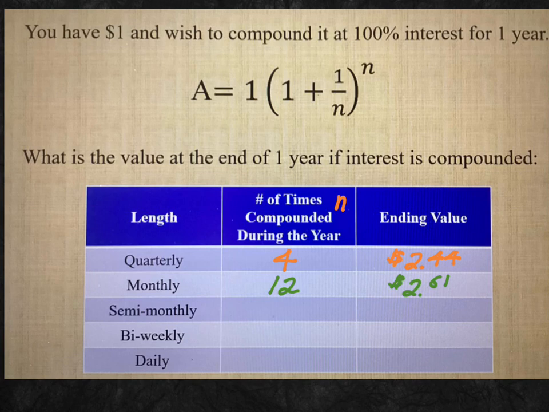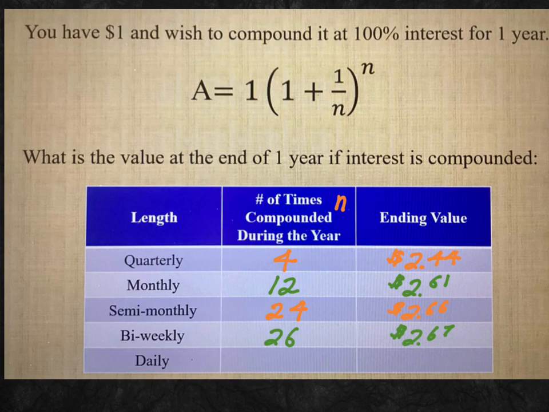Now, semi-monthly means interest is going to be figured twice a month. So 12 times 2 gives us 24. And so, using the formula again, our dollar would turn out to be $2.66. Getting better. Now, bi-weekly, there's 52 weeks in a year. So every 2 weeks, if interest was calculated, 52 divided by 2 is 26. So does that make much of a difference? Well, it does a little bit. It goes up to $2.67 at the end of the year.